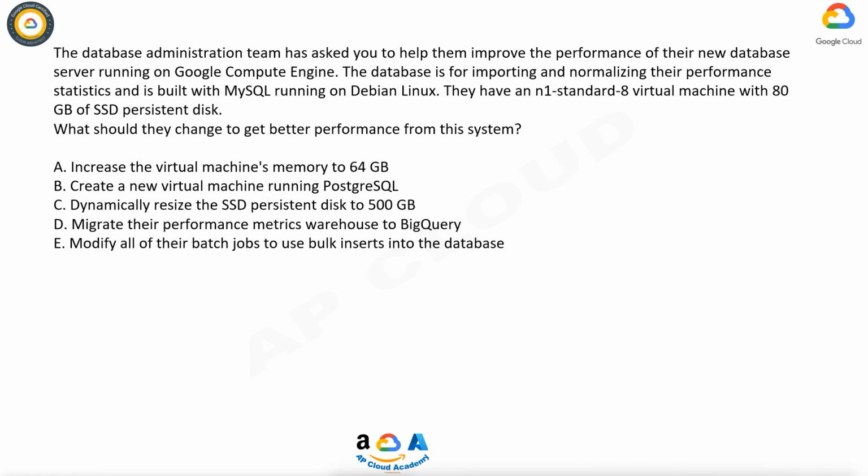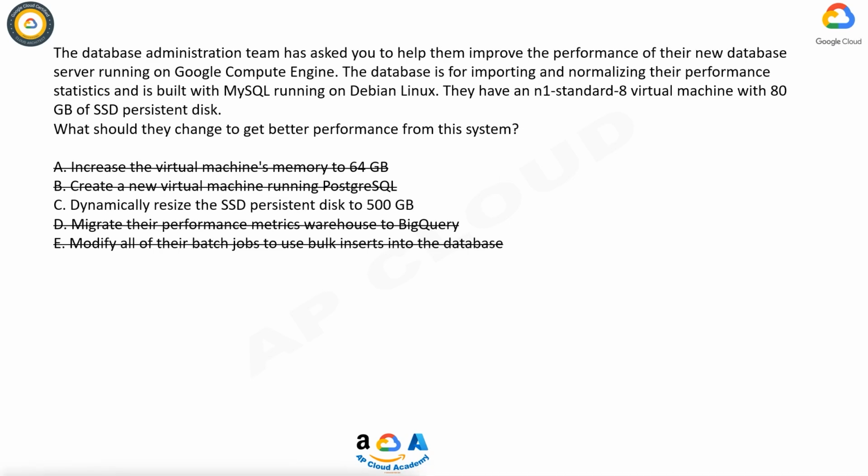A. Increase the virtual machine's memory to 64 GB. B. Create a new virtual machine running PostgreSQL. C. Dynamically resize the SSD persistent disk to 500 GB. D. Migrate their performance metrics warehouse to BigQuery. E. Modify all of their batch jobs to use bulk inserts into the database. Correct answer, C. Dynamically resize the SSD persistent disk to 500 GB.